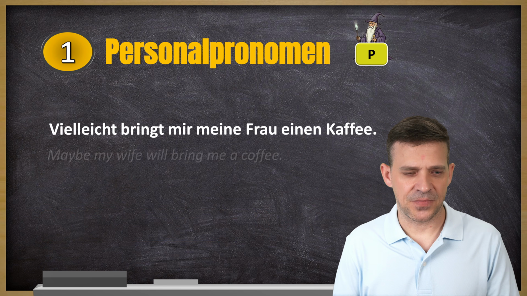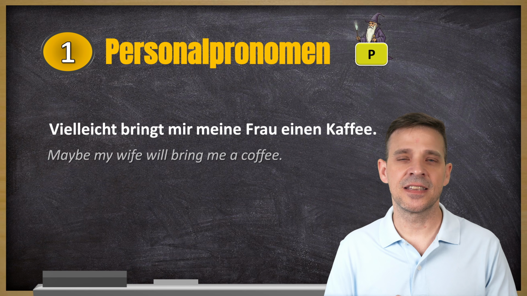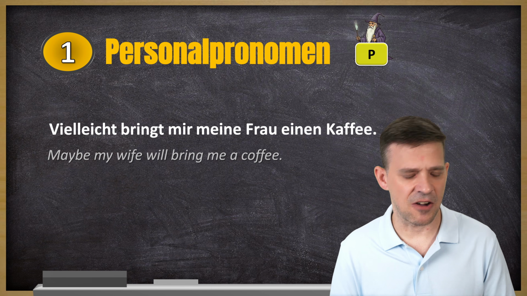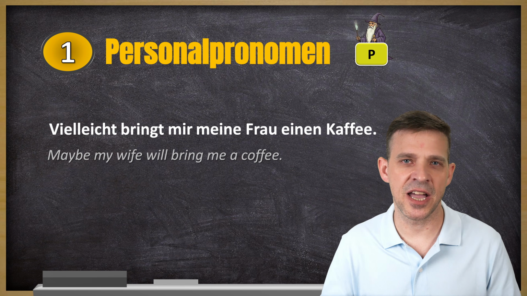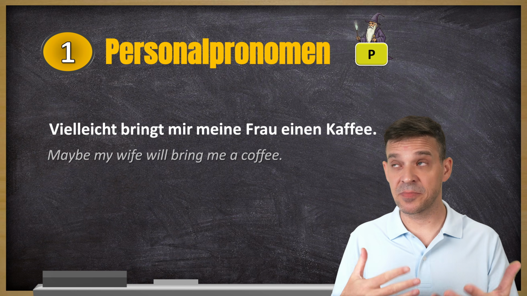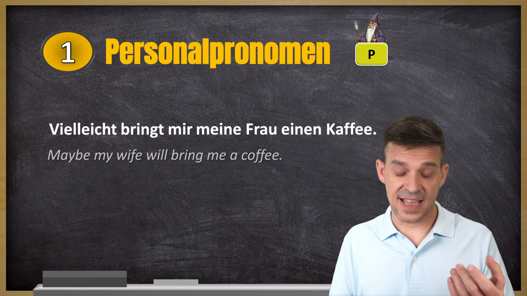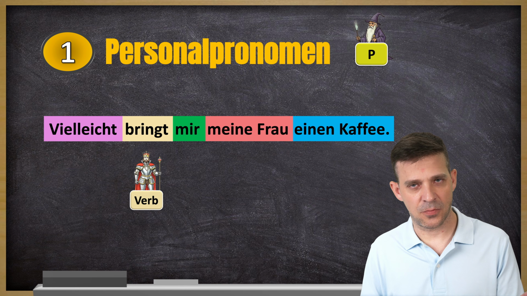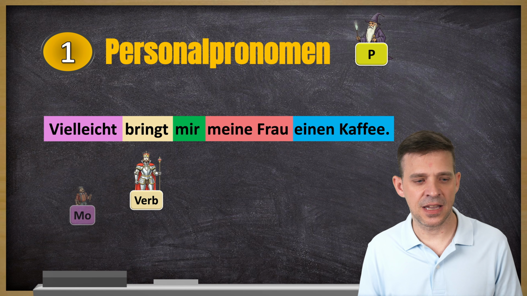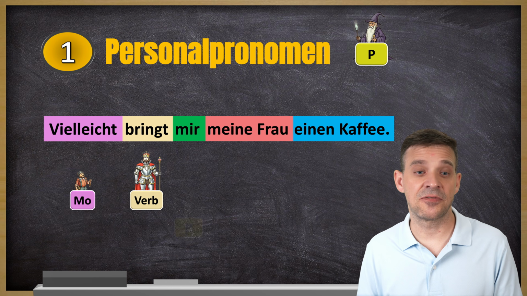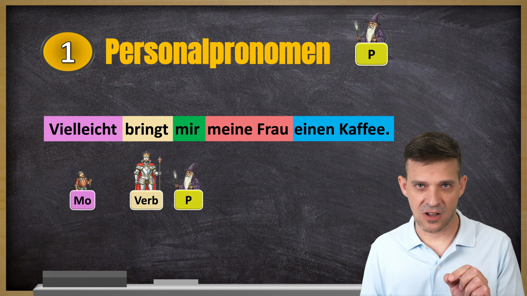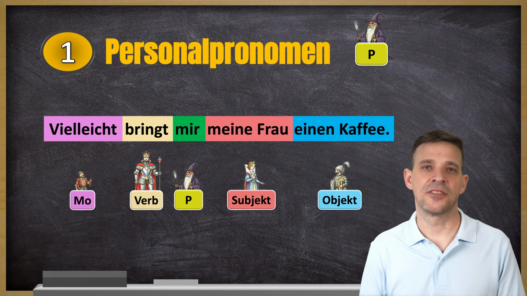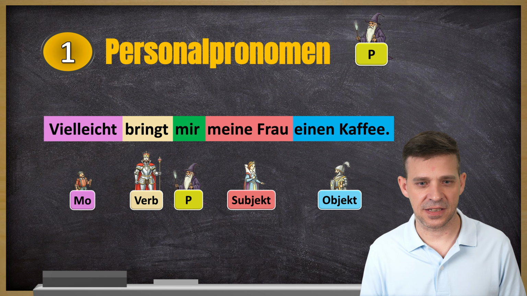Let's do another example. Vielleicht bringt mir meine Frau einen Kaffee. Maybe my wife will bring me a coffee. Say in the morning, I'm still in bed. Maybe one day, it hasn't happened yet. Here we have again, bringt in second position is das Verb, der König. Und dann vielleicht is an adverb, mir Personalpronomen, meine Frau subject, einen Kaffee the knight, das Akkusativobjekt.